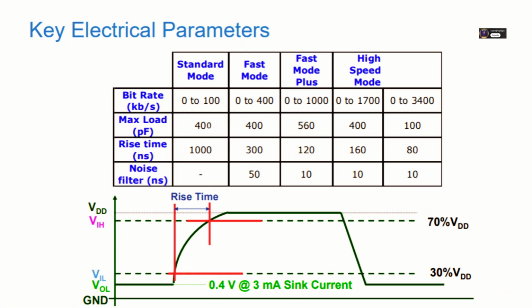Bus capacitance and pull-up values become even more critical. Trying to run, say, 3.4 Mbps over even a moderately long wire or with several devices might just result in errors, while 100 kbps might be rock solid on the same hardware. So slower speeds are often chosen for robustness, longer distances, simpler design, or in noisy environments.